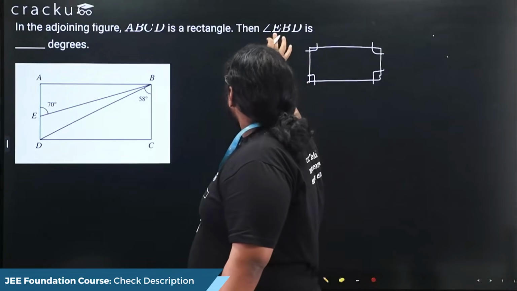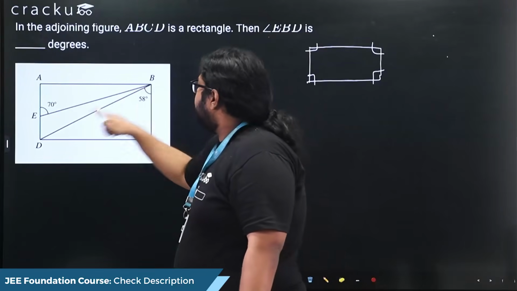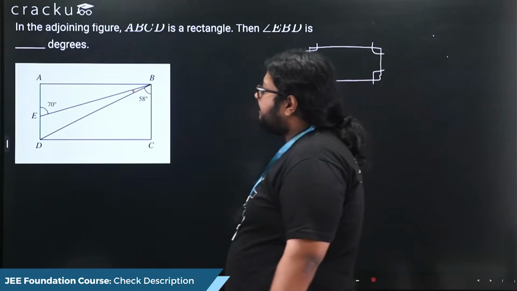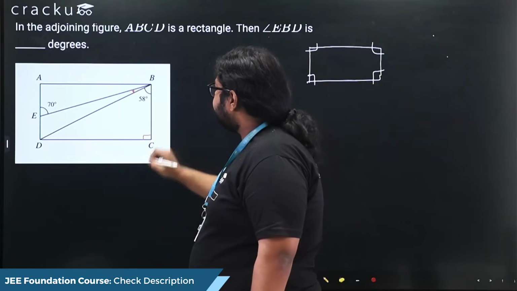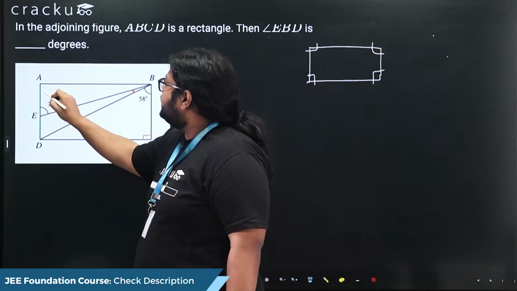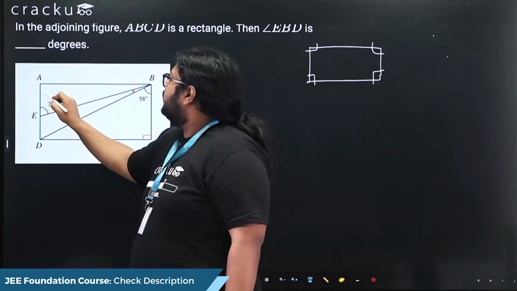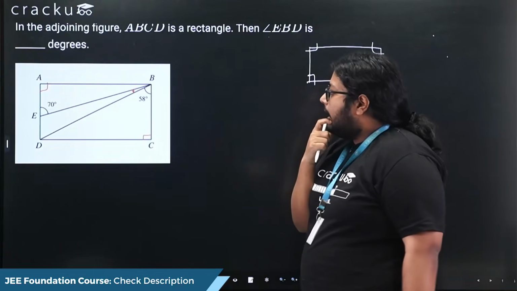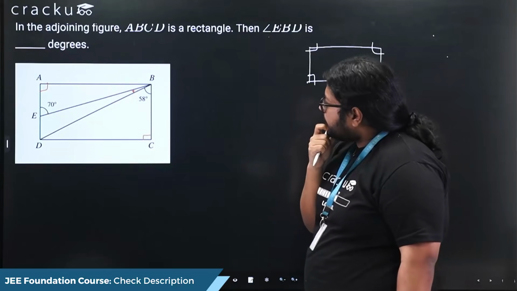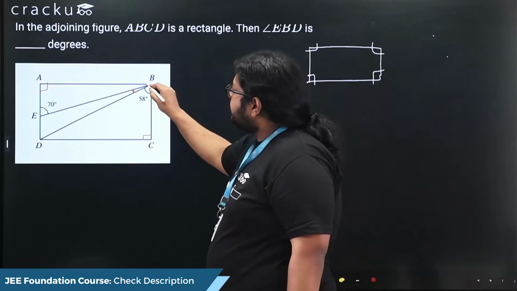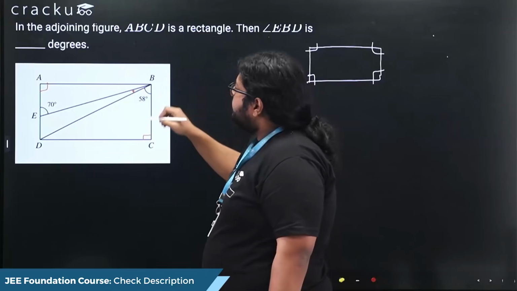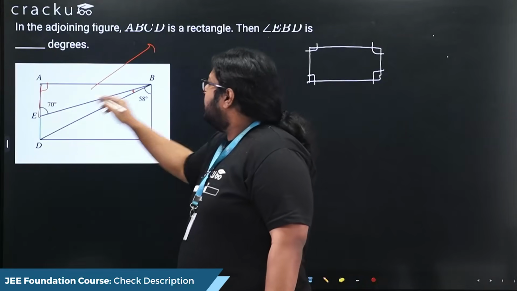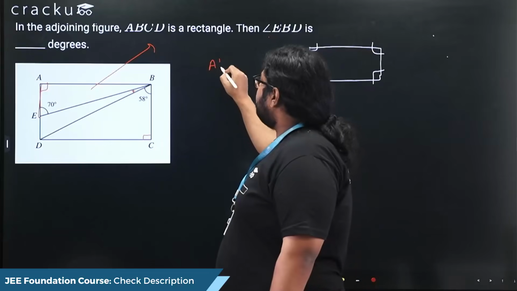In this figure they want us to find EBD. So basically this angle they want us to find. Okay. This angle will be 90. This angle will be 90. This angle will also be 90. And this whole thing will also be 90 only. And this whole thing is also going to be 90 only. So if I consider this triangle, triangle AEB.